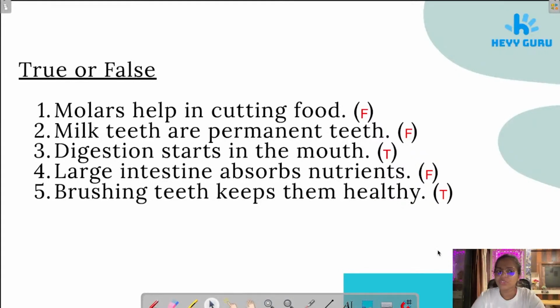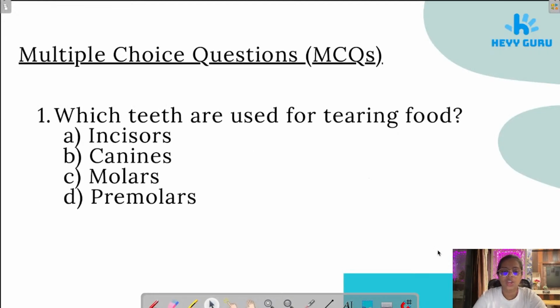Okay. Now moving forward to more questions. So now you have to tell me MCQs. Which teeth are used for tearing food? Incisors, canines, molars, or premolars? A, B, C, D. Which teeth are used for tearing food? I am waiting for your replies.